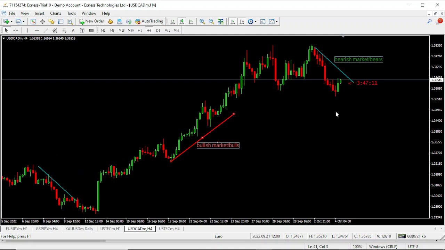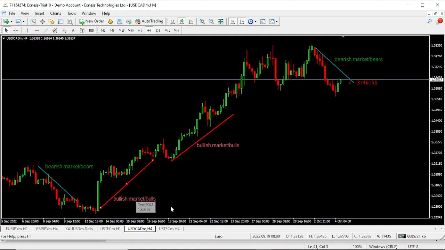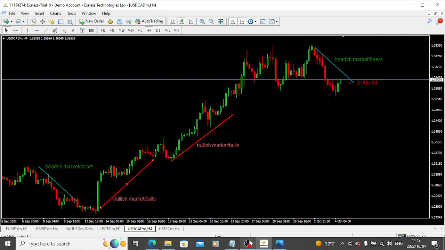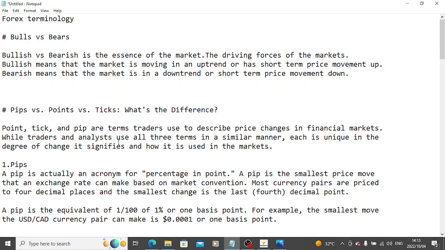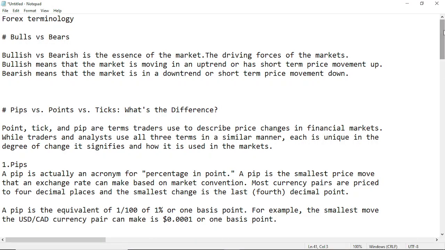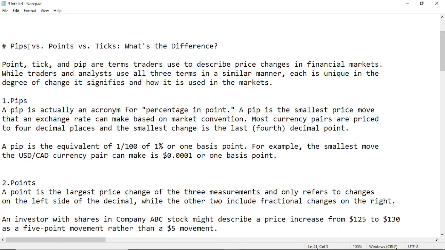This is a bearish market, and then this is a bullish market because the market is going up. Bullish is up, bearish is down. Okay, then let's move on to the second point, which is pips versus points versus ticks.